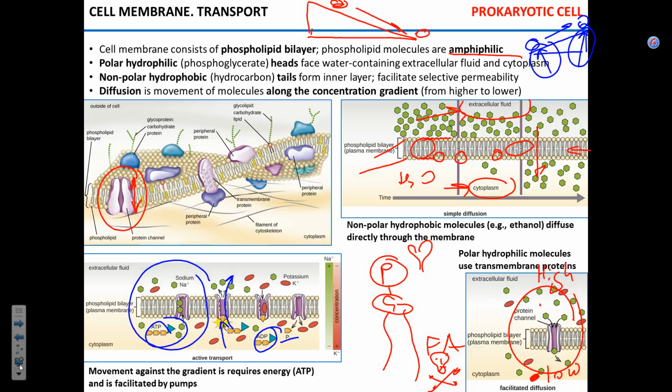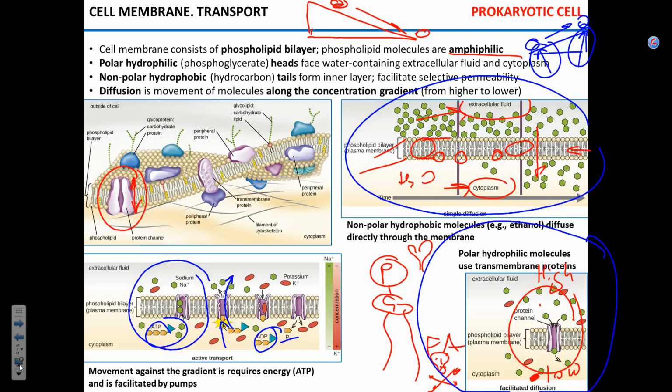Does that make sense? So please understand the differences between diffusion and active transport, and the difference between simple diffusion, which is illustrated here, movement directly across the membrane, and facilitated diffusion, movement using transmembrane proteins. Make sense? Any questions? Yes. This is simple, yes.